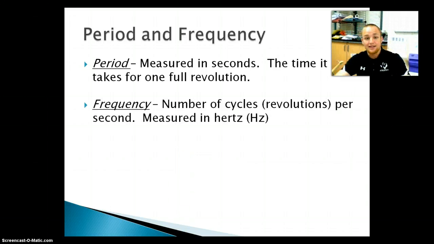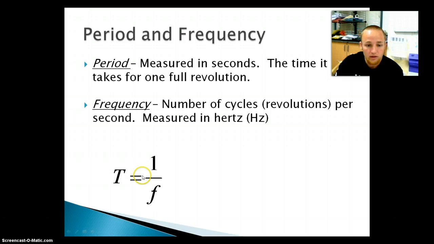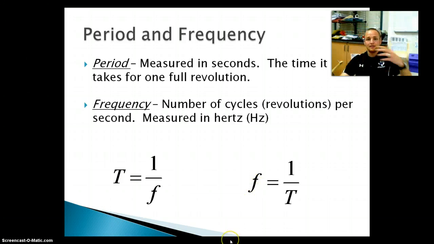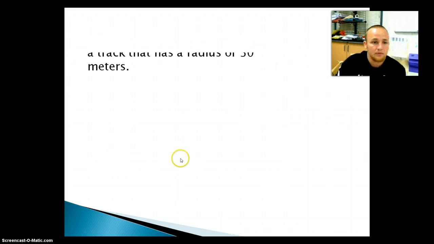And our frequency is the number of cycles per second. So if I go 10 times around that circle in 1 second, then my frequency is 10 hertz, which is just revolutions per second. So it helps us to know that period, T, and frequency, f, are the inverse of one another. So if I take one over one, then I'm going to find the other. So the inverse of period is frequency. And you'll see that at work in just a minute.